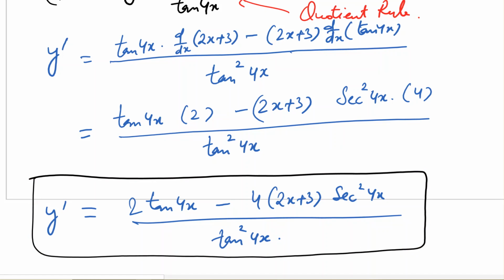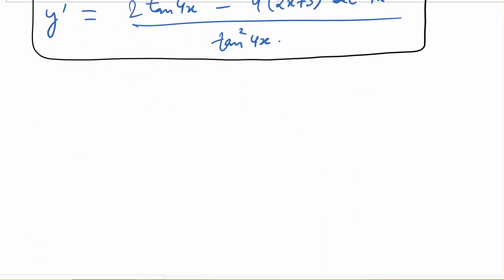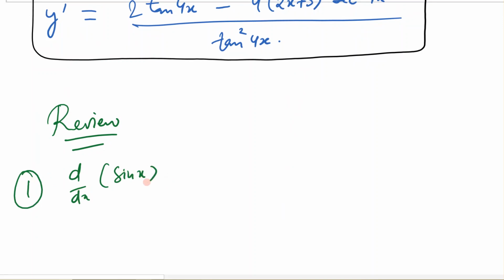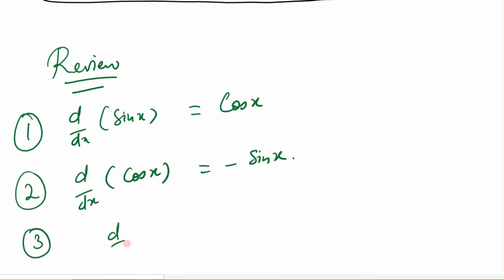So in this video, we learned 3 main results. Just a review of what we have learned from this video. So the derivative of sine x is, what was that? Correct, cosine x. So derivative of cosine x is negative sine x. And the third result that we learned is derivative of tangent x, that is secant square x. I hope that makes sense.